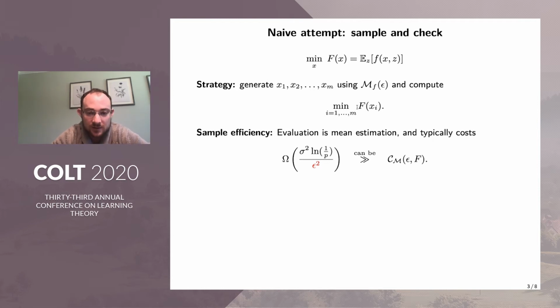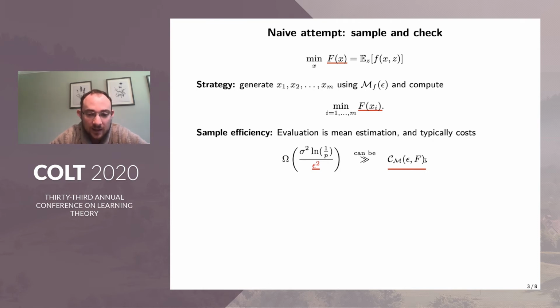Now the difficulty, of course, is that you need to evaluate the function value at least to epsilon accuracy. And evaluating the function value is mean estimation. You need to estimate the mean of a random variable. And even under sub-Gaussian assumptions, evaluation of the function, which is mean estimation, typically has a sample complexity that scales like 1/epsilon squared. And that cost can be significantly larger than the cost of running the procedure just once.